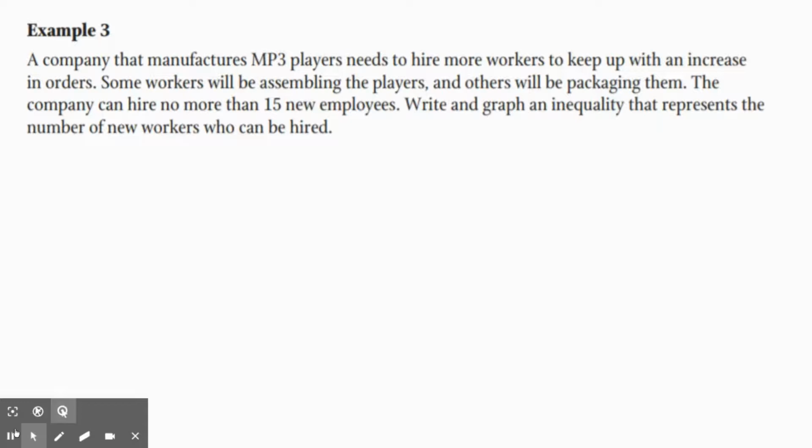A company that manufactures MP3 players needs to hire more workers to keep up with an increase in orders. Some workers will be assembling the players. Others will be packaging them. The company can hire no more than 15 new employees. Write and graph an inequality that represents the number of new workers who can be hired.